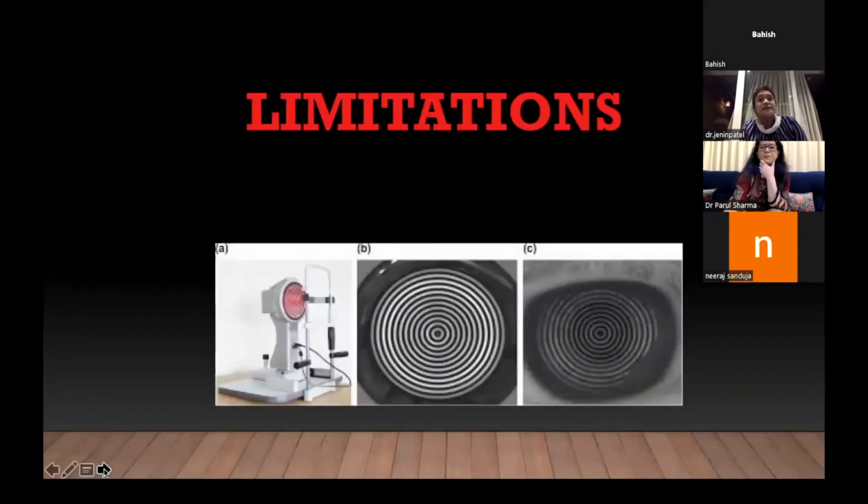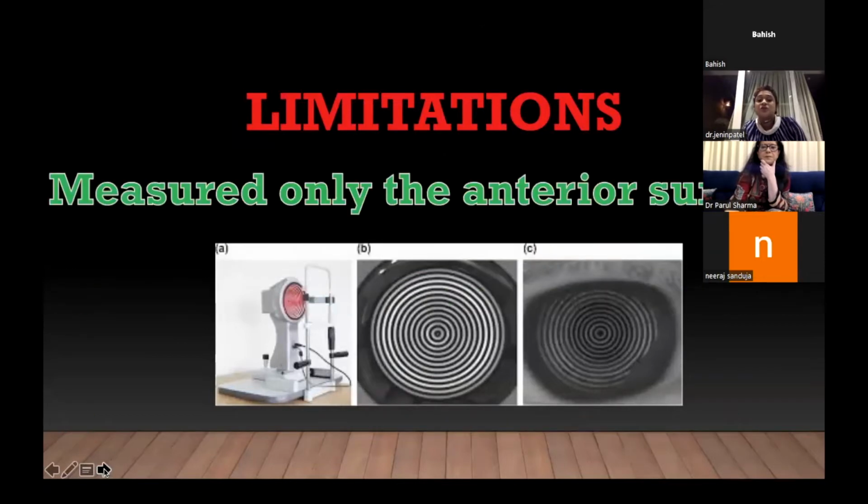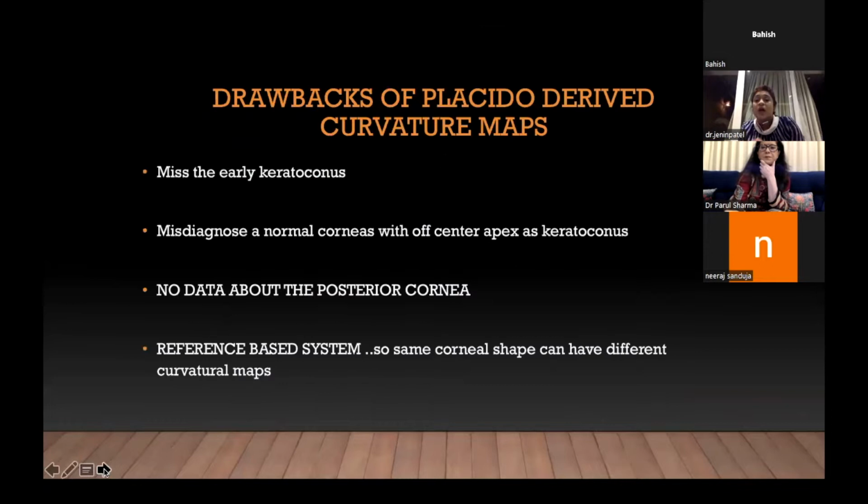However, it had its limitations. The limitation was that it measured only the anterior surface of the cornea. Also, it missed early keratoconus. It misdiagnosed normal corneas as keratoconus. We had no data whatsoever about the posterior cornea. This being a reference-based system, the same corneal shape gave us multiple curvature maps.